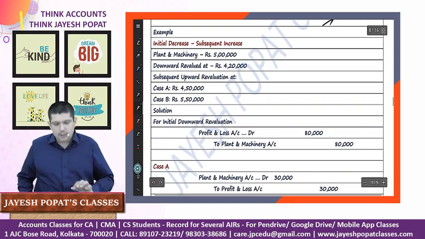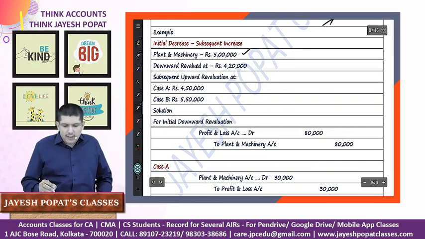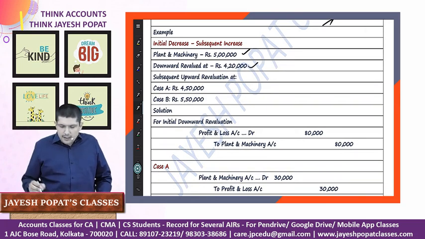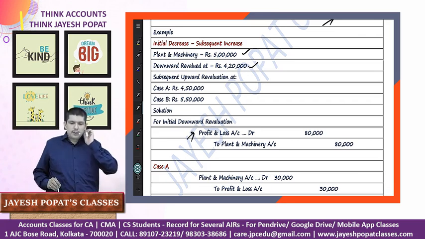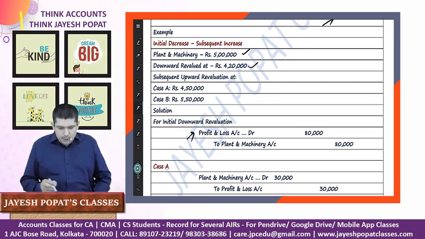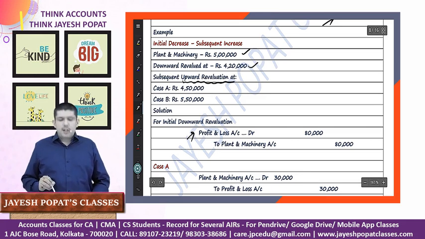And in the same analogy, let's say the plant and machinery is at 5 lakh, we do an initial downward revaluation to 420, right? So there's a loss of 80,000. This loss will directly go to the statement of profit and loss. Our entry will be profit and loss account debit 80,000 to plant and machinery 80,000. Subsequently, after doing this downward revaluation, we have upward revaluation.